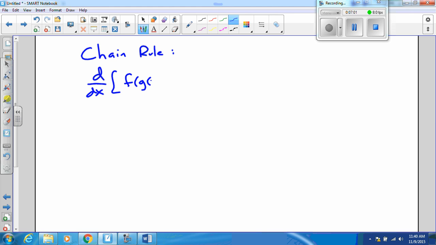The derivative of a composite function is equal to the derivative of the outside times the derivative of the inside. That's it. The derivative of the outside times the derivative of the inside. And if I write it in Leibniz form, it's even nicer.